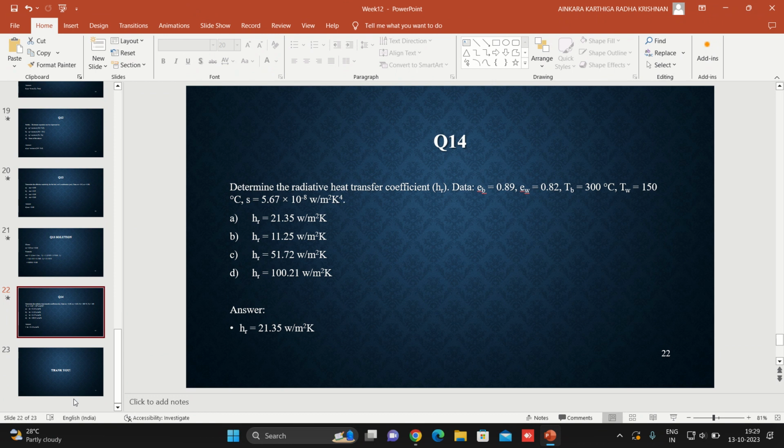So we are going to the last question. In last question, it is given that calculate the radiative heat transfer coefficient HR given EB is equal to 0.89, EW is equal to 0.82 and TB is 300 degrees Celsius, TW is 150 degrees Celsius and sigma is 5.67 into 10 power minus 8 watt per meter square Kelvin power 4.